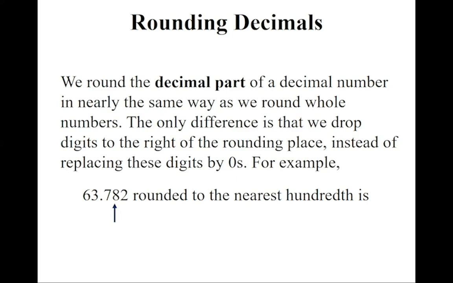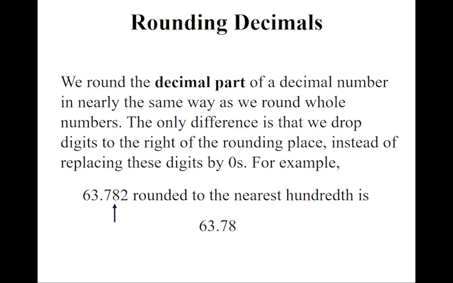63.782 rounded to the nearest hundredth. We look at the hundredth spot. We see an 8. We look 1 to the right. We have a 2. Is a 2 5 or greater? No, it does not round up. We normally would have replaced that 2 with a 0. Instead, we just drop it. The 2 doesn't round the 8 up, and it's no longer important.